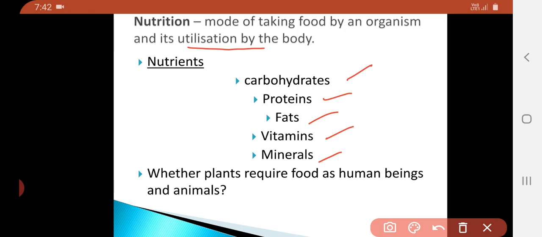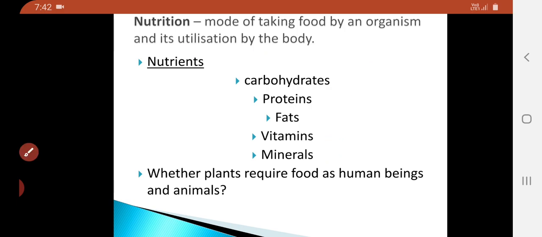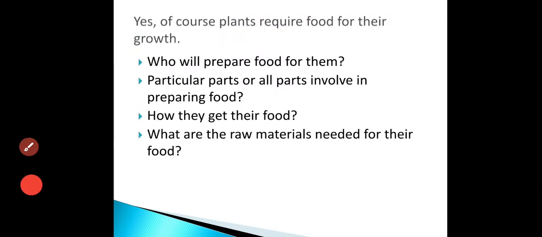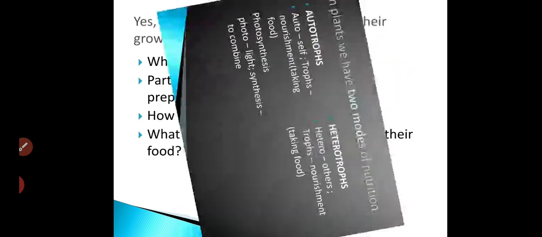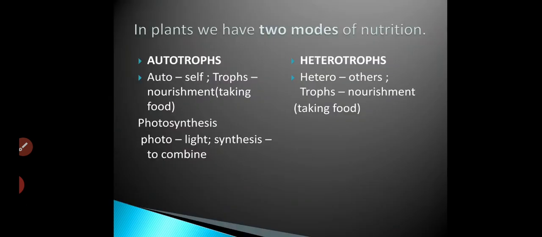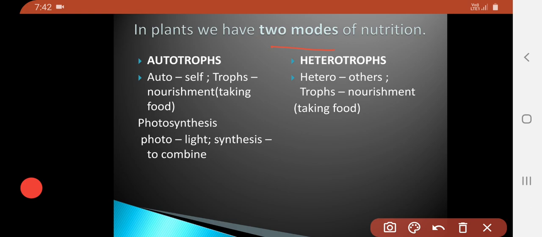So today's topic is nutrition in plants. Their utilization of energy is referred to here. Do plants require food like human beings and animals? Yes, of course. Plants also require food for their growth. Who will prepare food for them? Does a particular part or all parts get involved in preparing food? How do they get their food? What are the raw materials needed for their food? By answering these questions, we find that in plants we have two modes of nutrition.